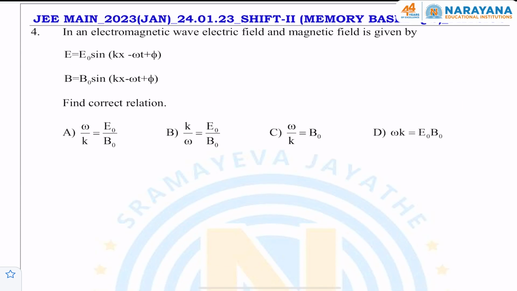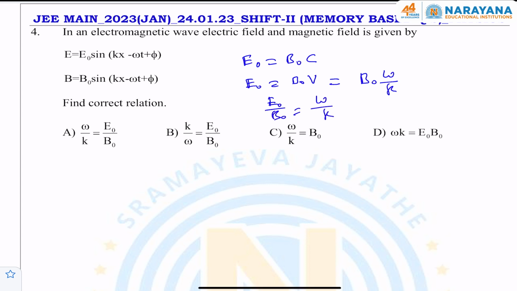In an electromagnetic wave, the electric field and magnetic field are given by E equal to E naught sin(kx minus omega t plus pi), B equal to B naught sin(kx minus omega t plus pi). Find the correct relation. We know that in an electromagnetic wave, electric and magnetic fields are related as E naught equal to B naught c if the wave is propagating in free space or air. If it is propagating in a medium, then it can be written as E naught equal to B naught into V, where V is the velocity of the wave. V can be written as omega by k. From this it is clear E naught by B naught equal to omega by k, which is given with option A.